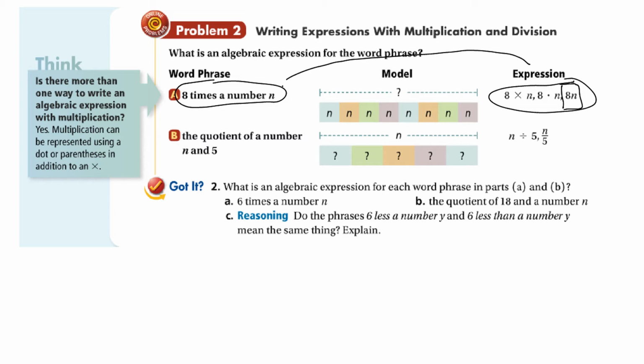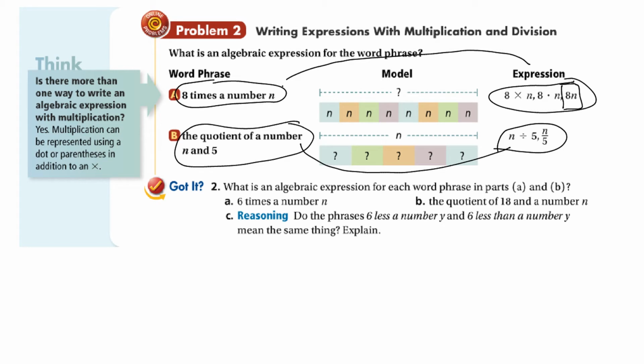Example B, the quotient of a number n and 5. Quotient means division. So then I could write either of these two ways for the expression. Again, being as we're in high school now, writing them as a fraction is the preferable way to write a division problem.